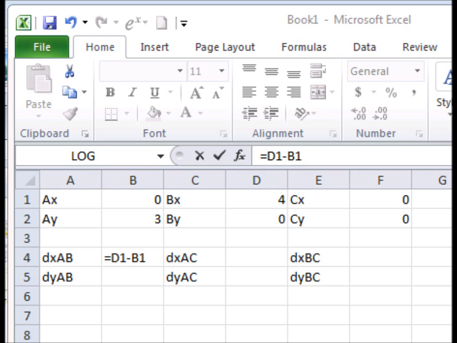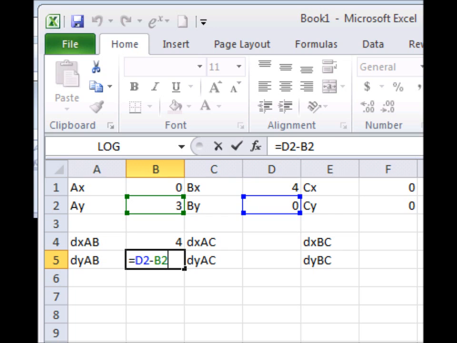So you're going to use your first formula. Click on the box next to dxAB, and type equals, which is the sign that you're going to start a formula in Excel. And then click on D1, which is where the x coordinate for your point B is stored, and then a minus sign, and then the cell where your x coordinate for the point A is stored, and hit return. And this will give you the change in x between points A and B.